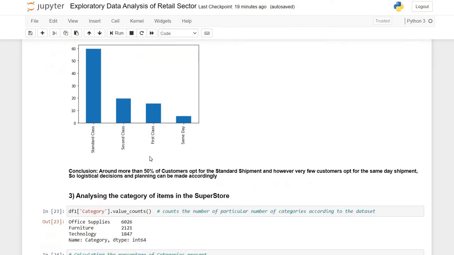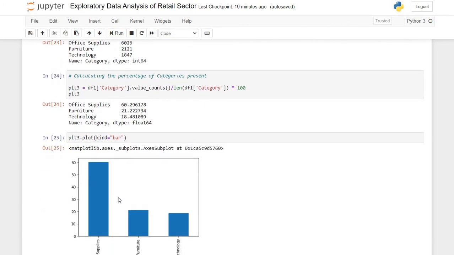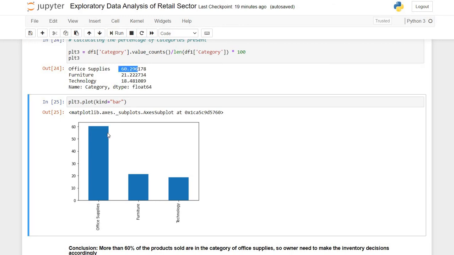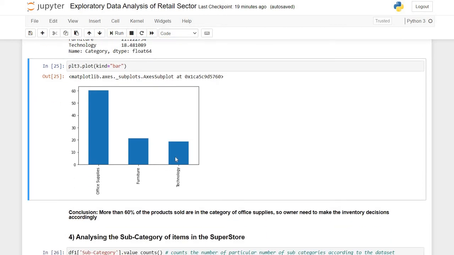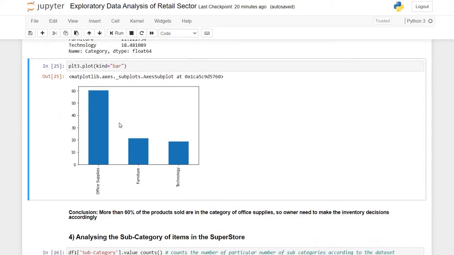Another question to address is analyzing the category of items in the superstore. So first of all we'll get value counts of each and every category, and then we'll be plotting it similarly as we did in the previous task. So we'll be plotting it, and we'll get that around 60% of the products sold are generated by office supplies, and then furniture, and then technology. So more than 60% of the products sold are in the category of office supplies. So inventory decisions should be made accordingly.